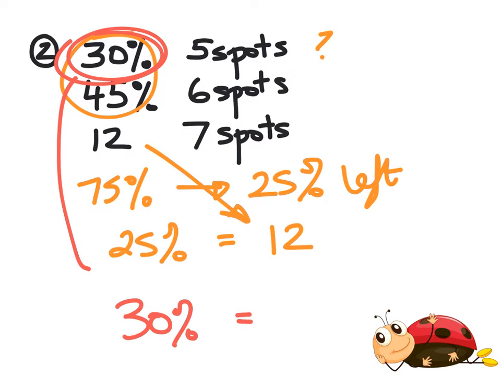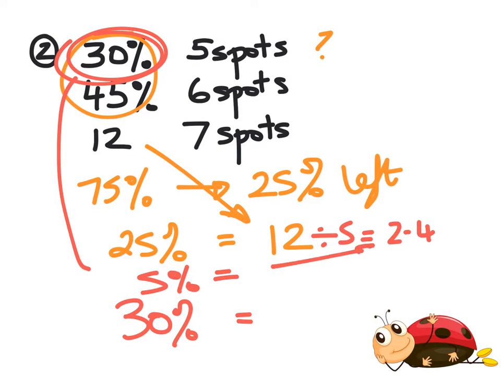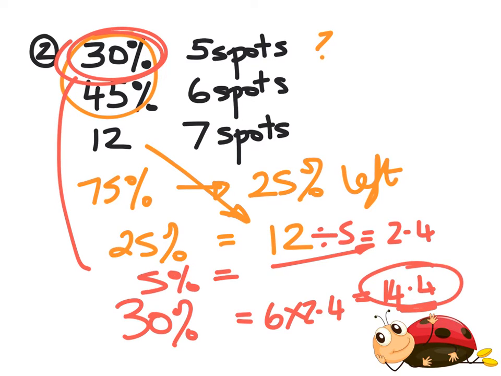The big question is, how am I going to do that? If I know 25% is 12 ladybirds, then 5% is going to be that number divided by 5, which is 2.4. So every 5% makes 2.4, so 30% is going to be 6 lots of that, which is 14.4 ladybirds. I know I've made a mistake with my numbers, I should have picked easier numbers, but 14.4 for my example, you'll get an easier number for yours.